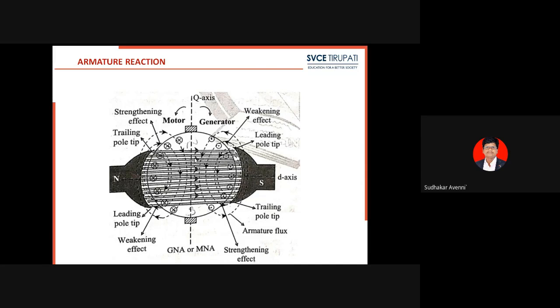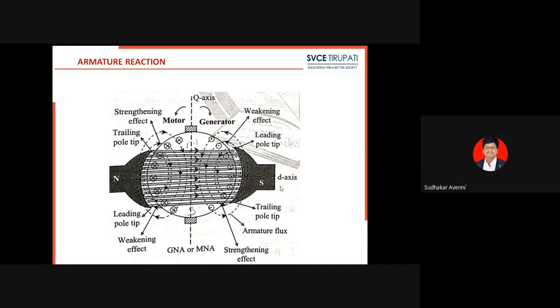If the strengthening effect is equal to the weakening effect, the average value of flux in each pole is the same, and there is no demagnetization of armature reaction. But the strengthening effect is always less than the weakening effect due to saturation at the trailing pole tips. Therefore, net flux under each pole reduces, which is said to be demagnetization of armature reaction.